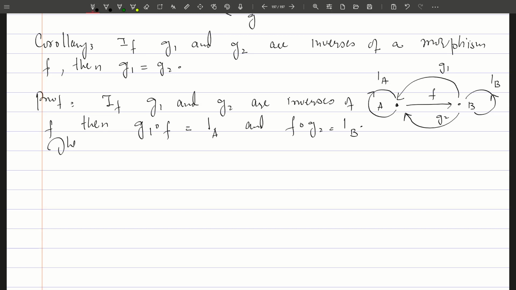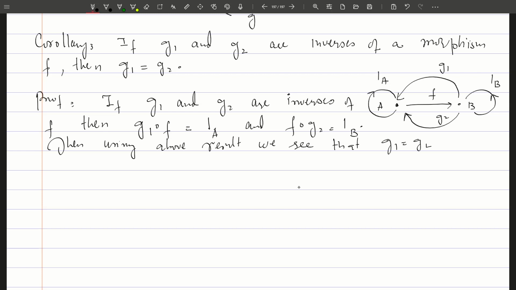So then, this satisfies all the hypotheses of the above result. So then, using the above result, we see that this G1 is actually equal to G2. Now, from this corollary, one can see that the inverse of the morphism F is unique.